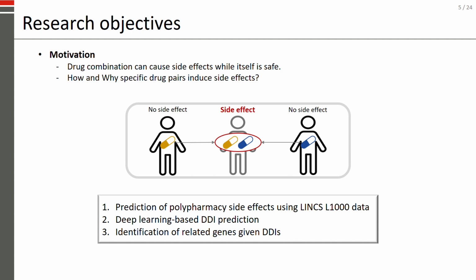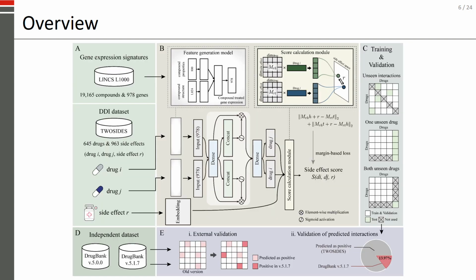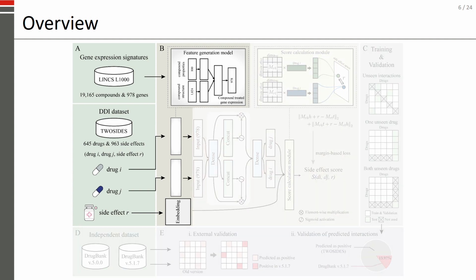So in this research, I wanted to predict polypharmacy side effects using deep learning methods and drug-induced gene expression data for interpretability. This is the research overview. The model consists of two parts, the feature generation model and the DDI prediction model.